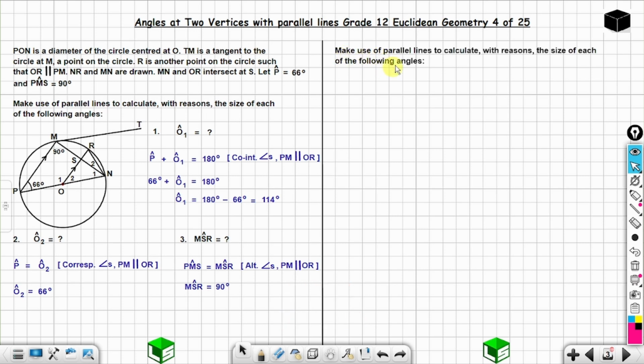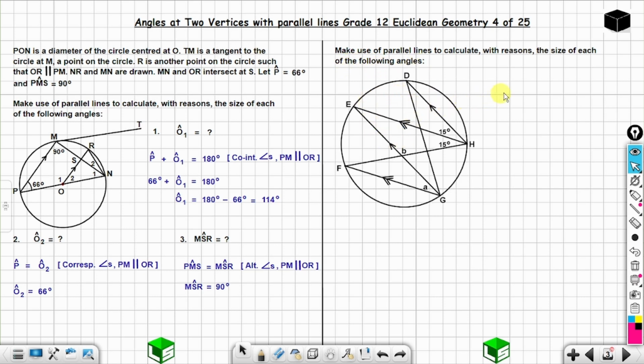Make use of the parallel lines to calculate with reasons the size of each of the following angles. You are given this. You have to calculate the angle A and the angle B, making use of parallel lines. You have to give the reasons. So let's do that.